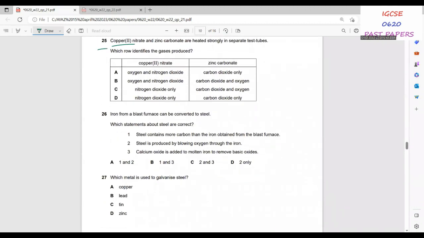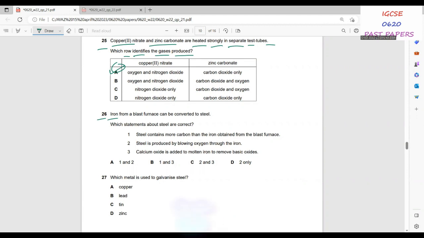25. Copper 2 nitrate and zinc carbonate are heated strongly in separate test tubes. Which row identifies the gases produced? So both are heated strongly. Copper 2 nitrate will produce oxygen and nitrogen dioxide. Zinc carbonate will produce carbon dioxide only. So choice A will be the right answer for this question.